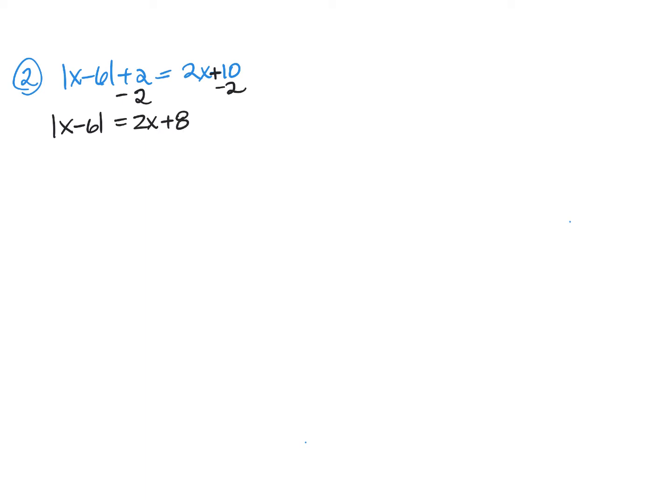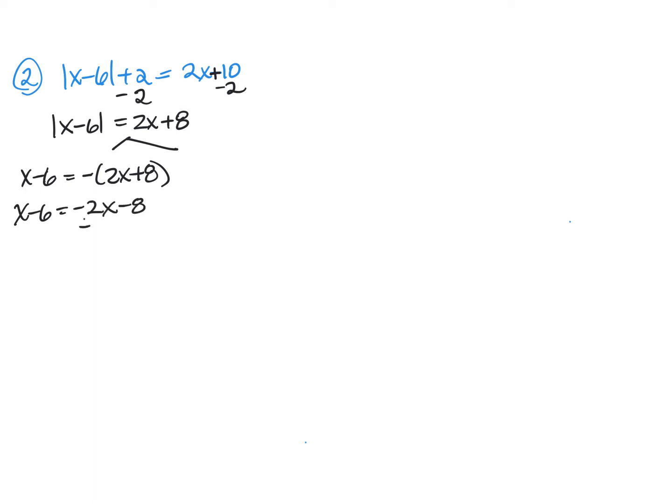Now, the absolute value is isolated, so I'm going to split it up, and I'm going to do x minus 6. Oh, I don't need the absolute value bars anymore, do I? All right, x minus 6 equals the negative of, oh goodness, the negative of 2x plus 8. All right, so if I carry this out, let's finish this up. x minus 6 equals negative 2x minus 8.